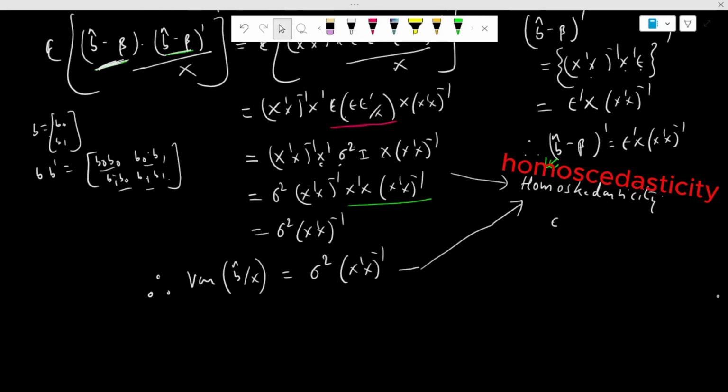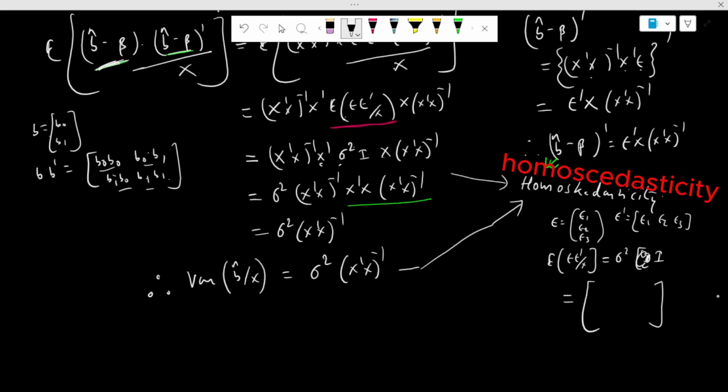So let me take E equal to E1, E2, E3. We are assuming that we have only 3 observations. So for homoscedasticity, this is equal to sigma square I, where I is our identity matrix, and let me show it with the help of an example. This should be equal to the 3 by 3 matrix where the main diagonal elements are sigma square, and the off-diagonal elements are 0. And when we take sigma square common, we are left with the 3 by 3 identity matrix. So this is the case of homoscedasticity.